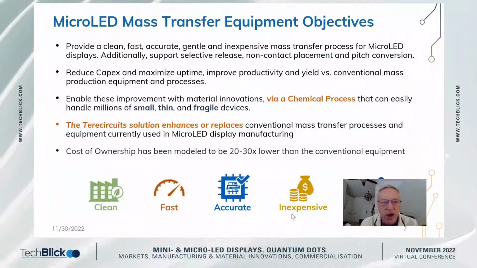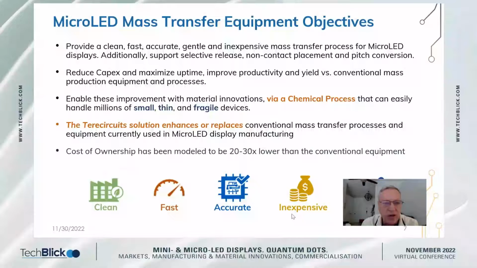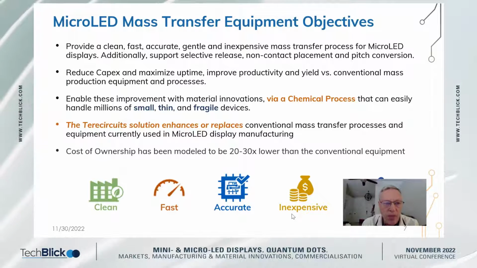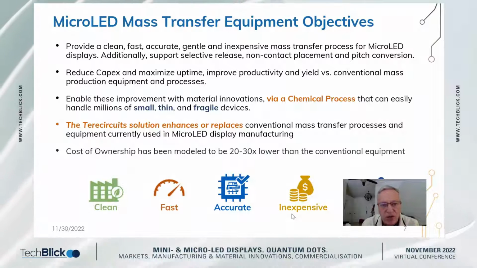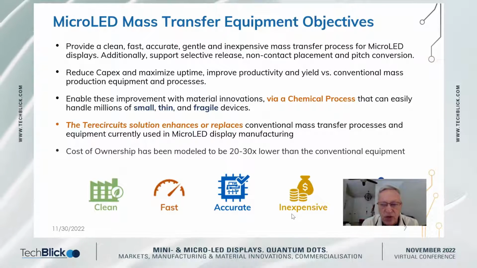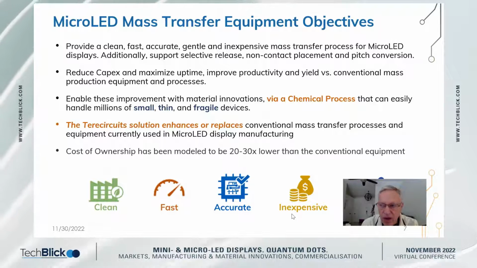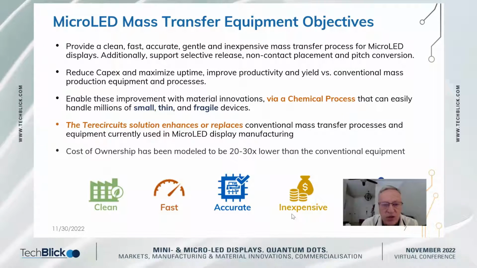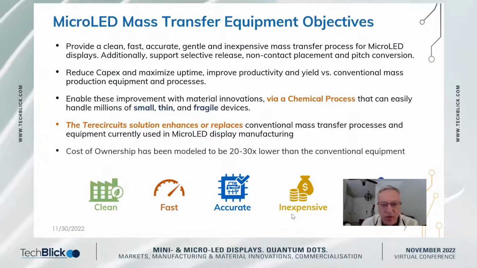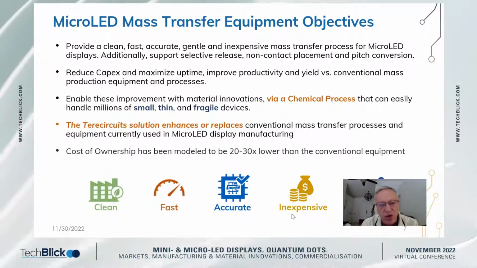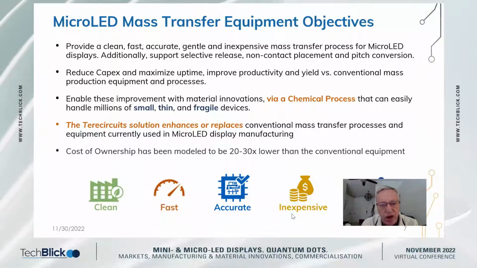So what needs to happen with a mass transfer tool? What are the objectives? Well, because there's so many components and because they're so small, you need something that's very fast. It has to be very accurate. Some of the pitches that we're looking at and the component sizes can be down to 10 to 20 microns. So you're looking at components that are on the scale of a red blood cell. They need to be handled in such a way that they can be placed accurately.